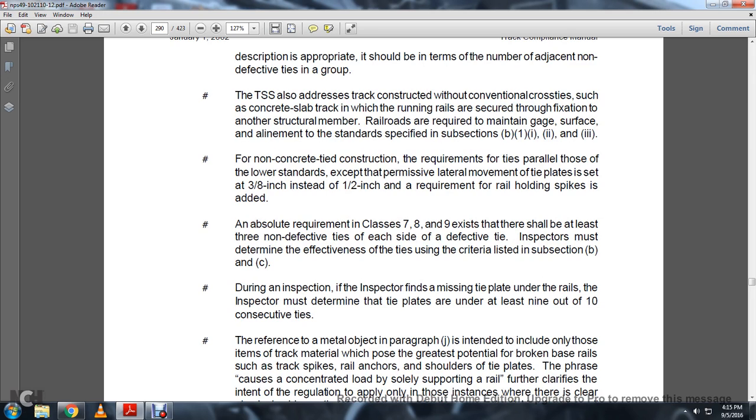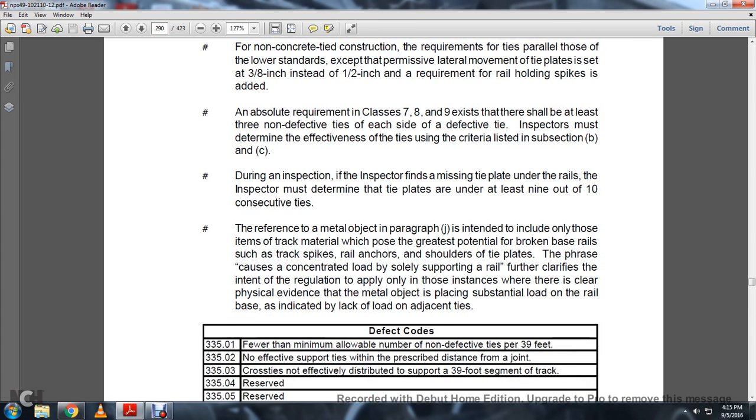The inspector must determine the effectiveness of the ties using the criteria listed in subsections B and C. During the inspection, the inspector finds a missing tie under the rails. The inspector must determine that tie plates are on at least 9 out of 10 consecutive ties.